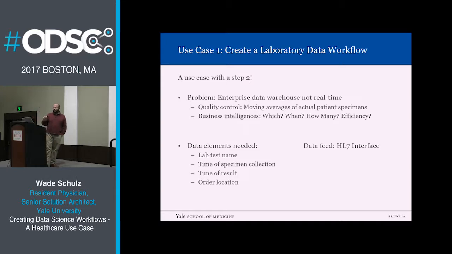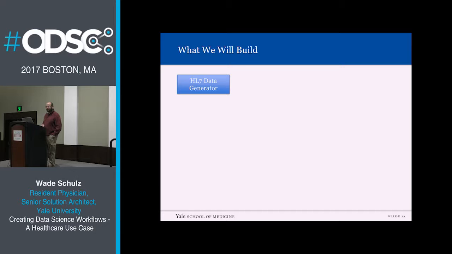To actually answer these, we don't need every piece of data out of the EHR. It's actually a fairly small subset. So the lab test name, the time of collection, the time of result, and the order location really gets us most of what we need. And fortunately, that interface engine creates what we call an HL7 feed that we can ingest those data points from, and we'll go through that in a little bit more detail in a couple of slides.